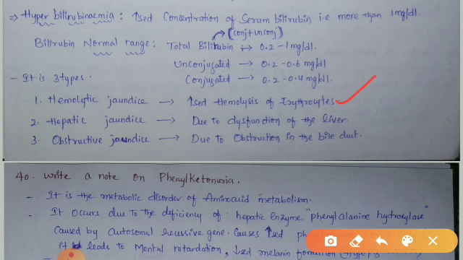Next one is hepatic jaundice. It is due to dysfunctioning of the liver. Then the third one is obstructive jaundice. It mainly occurs due to obstruction in the bile duct. The bile duct carries the bile juice from the liver into the intestine, and where that pathway is blocked, we call it obstructive jaundice.